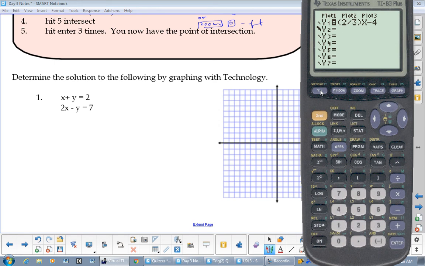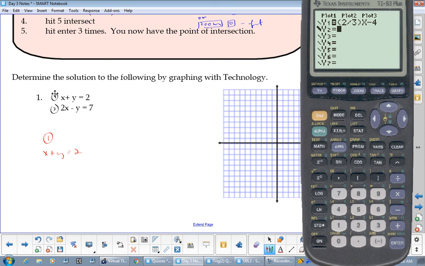So, let's call this 1 and this 2. For number 1, we have x plus y equals 2. Now if we want this y equals, what should we be doing?